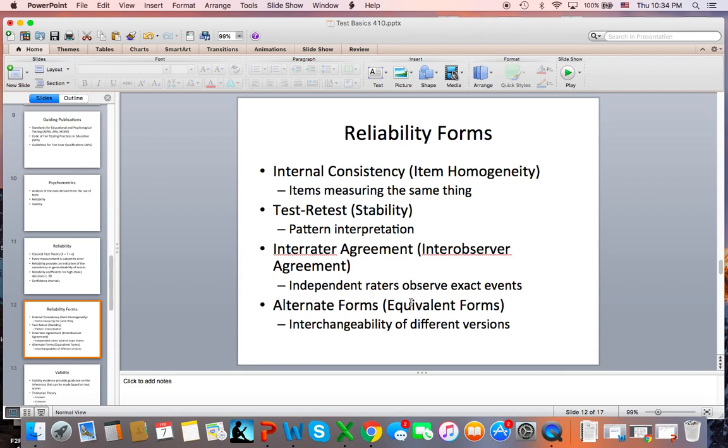And then there are alternate forms or equivalent forms. That takes a look at the interchangeability of different versions of a test. A prime example of that is something like AIMSweb or DIBELS. With the oral reading fluency, the student reads a different passage each time, but they're similar tests. So they should be somewhat correlated. And we'll talk about some of the nuance of alternate forms with curriculum-based measurement next week.